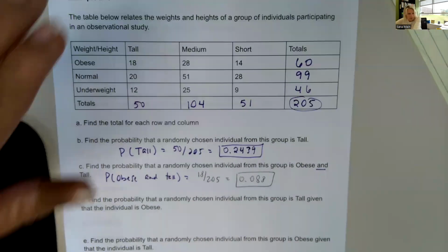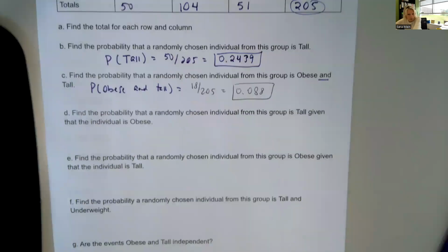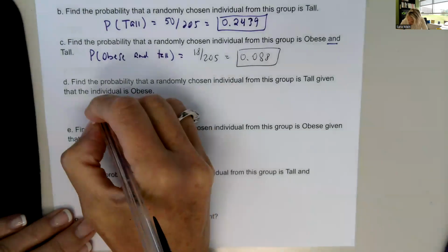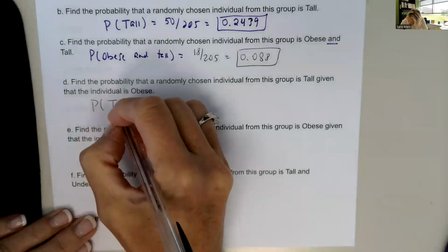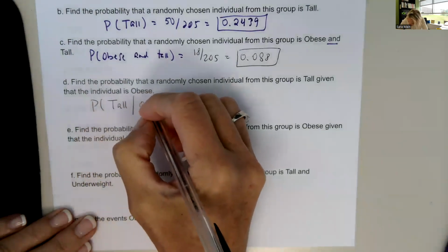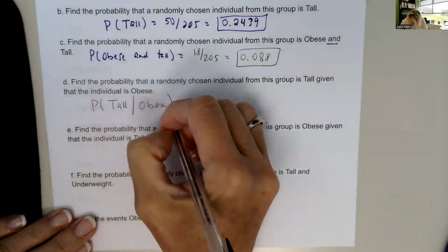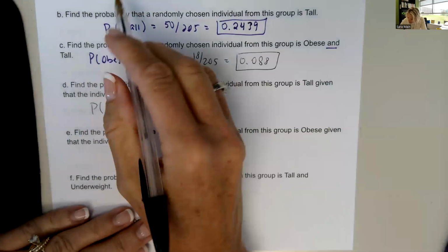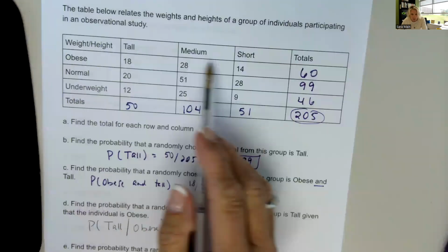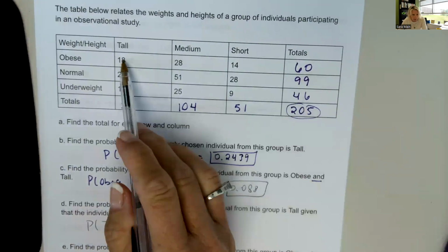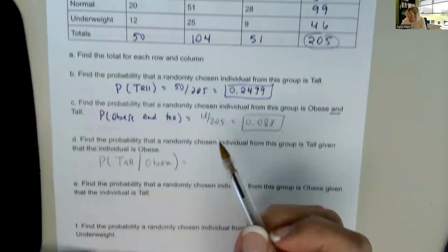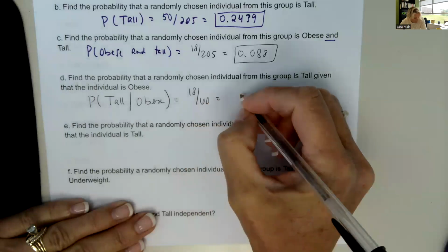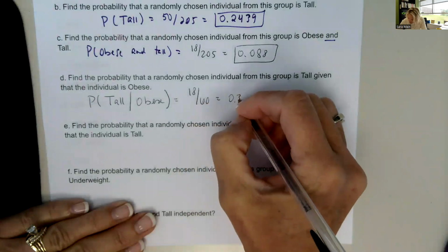D says, find the probability that a randomly chosen individual from the group is tall given that the individual is obese. So the probability of being tall given that we know they're obese. Given that they were obese, there were 60 that were obese. So out of the obese, what is the probability of them being tall, which is 18 out of 60? And that comes out to be 0.30.